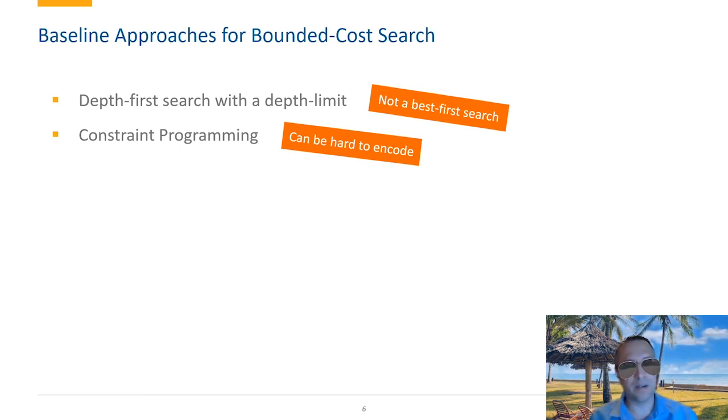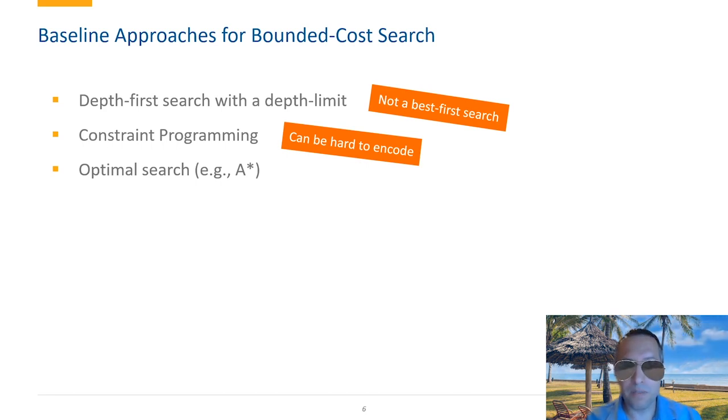Lastly, there is another baseline approach to solve bounded cost search problems. In this approach, we would use some optimal cost algorithms, such as A star, to solve the problem. Then we would look at the solution cost. If it's below the cost bound, then we can return it. If it's above the cost bound, we know for sure that there is no solution beneath the cost bound as required.